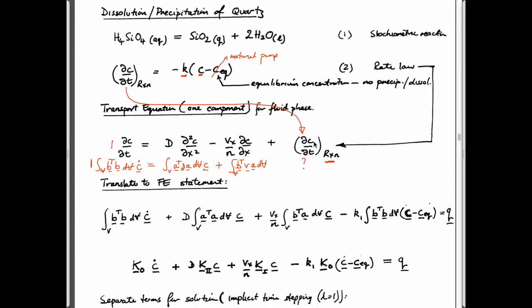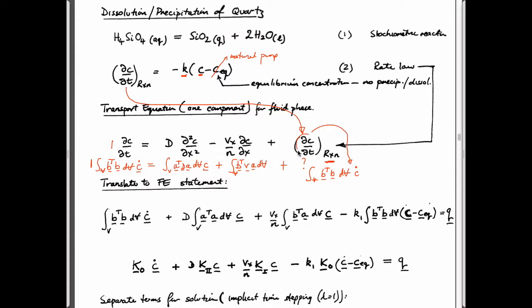Well, it's 0th order in space and it's 1st order in time, and so it's just going to look exactly like this term here. So it's going to be the integral over the volume of B transpose B dV. And it's going to be multiplied also by the concentration rate of change. And so this term here will slip down to be able to define this behavior.